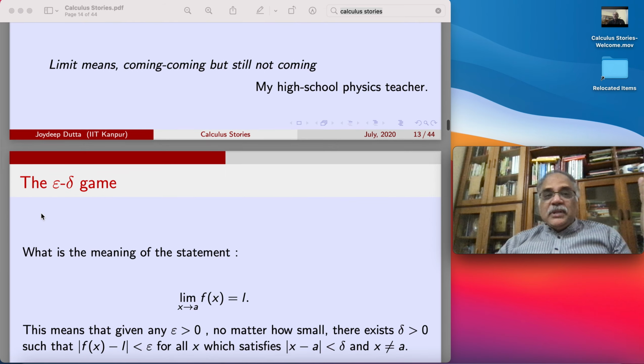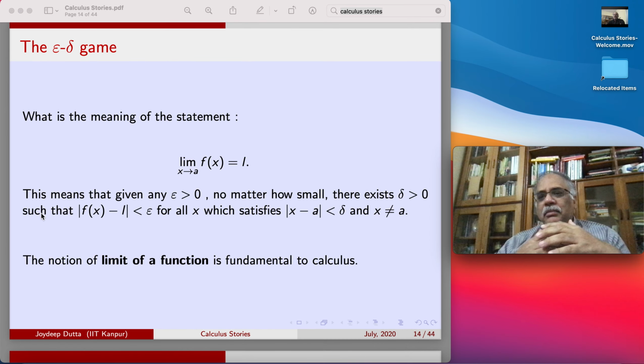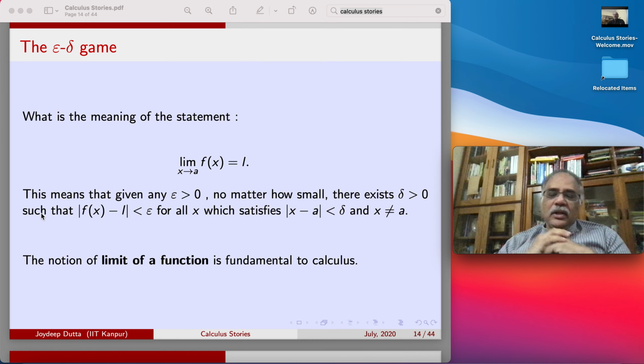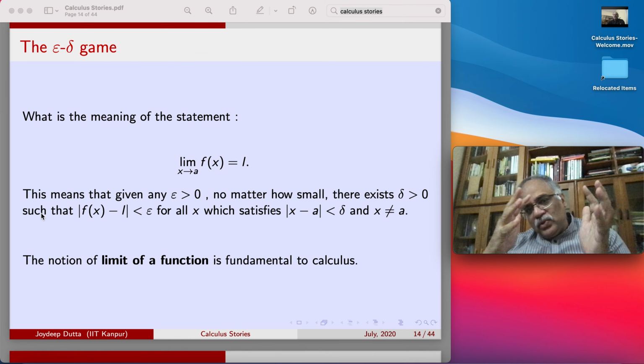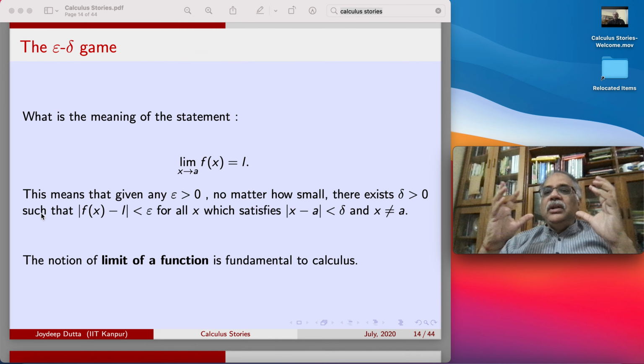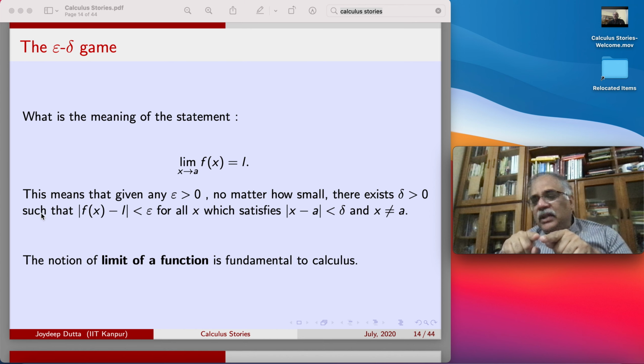So now come to the epsilon-delta game. This is something many students abhor, even when they go and read real analysis, even as math majors. There is nothing to abhor about it. When I say that the limit of f(x), where f is a function from R to R, as x tends to a is equal to L, what do we mean? What is the meaning of this? It means that when x has a value very near a, whether from the left side or from the right side, doesn't matter, the f(x) value must also be very near L.